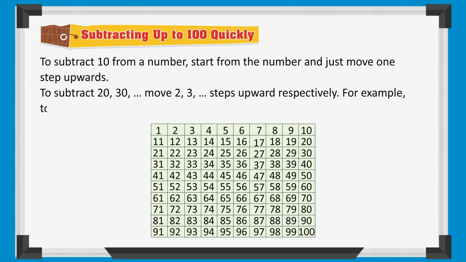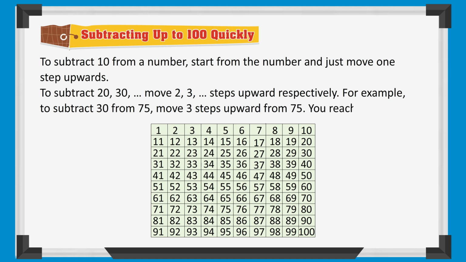For example, to subtract 30 from 75, move 3 steps upward from 75. You reach 45. So, 75 minus 30 equals 45.